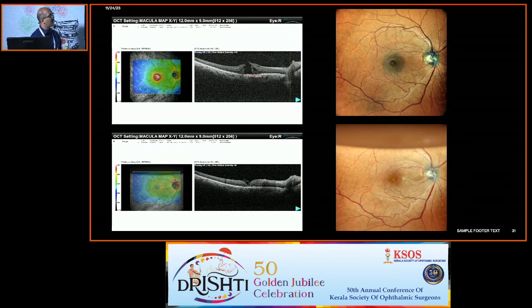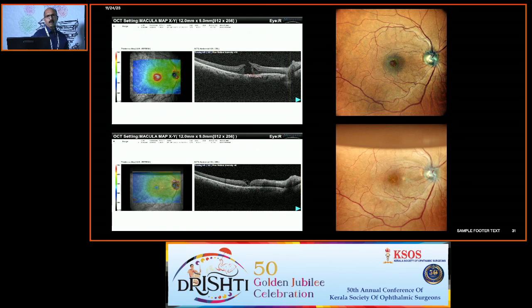So this is a case of a relatively large macular hole which underwent vitrectomy. It's around 1000 micron size hole. There was a good anatomical reconstruction. We did an internal limiting membrane peeling and a bridging flap. You can see the internal limiting membrane flap bridging the hole.